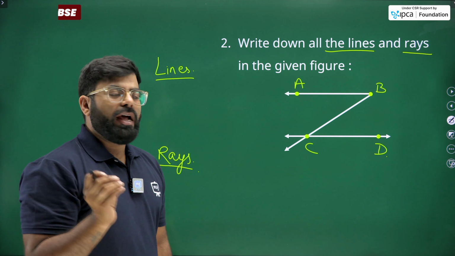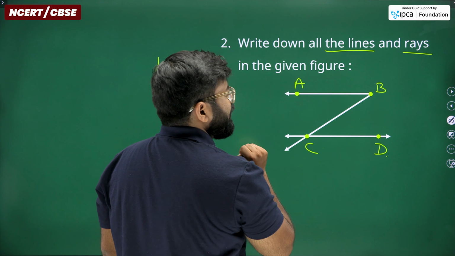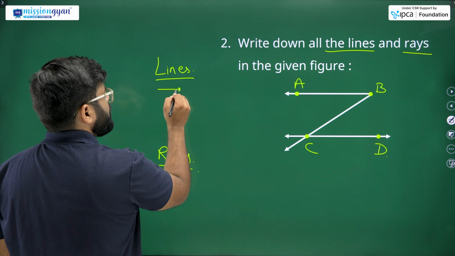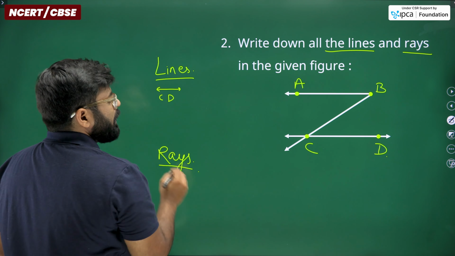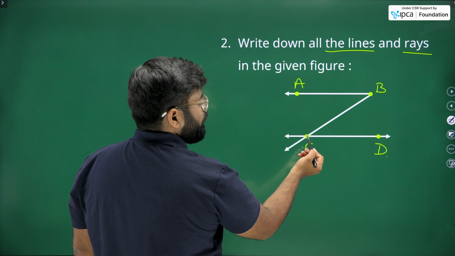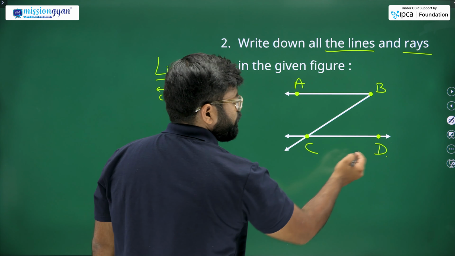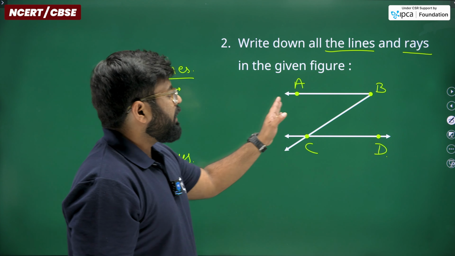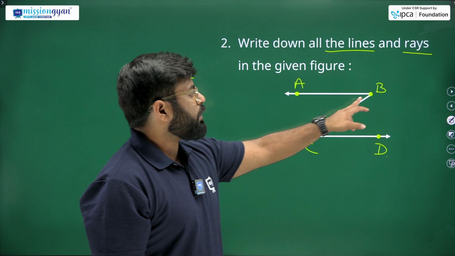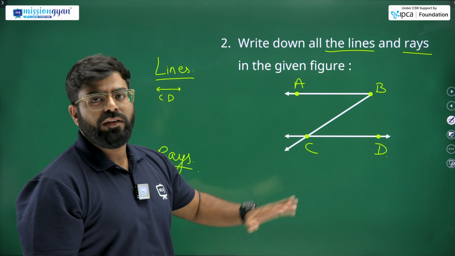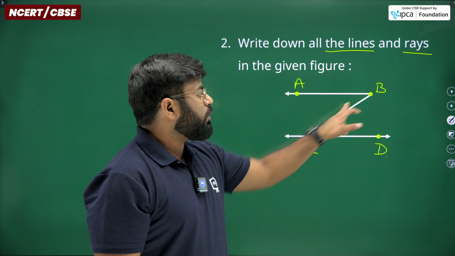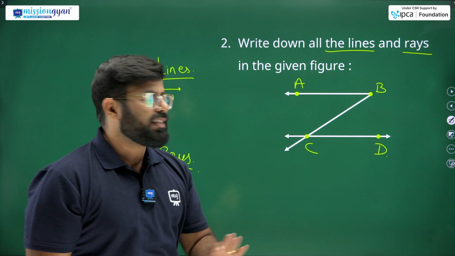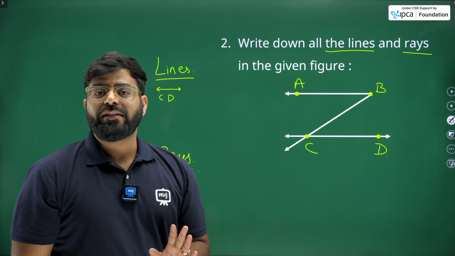Is it clear? Now you have to tell me the lines. How many lines are there? Is it CD? Can we say line CD? Why line CD? Because the line is extending towards C also and D also. Is there any other line you can see in the figure? Is it AB? No, because it has one endpoint. Is it BC? No, because it also has one endpoint. So we can see only one line in the following figure, that is line CD. Is that clear?